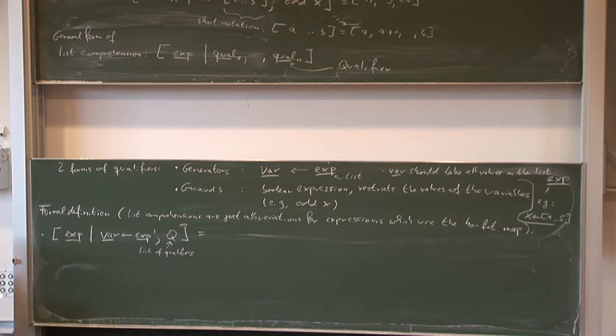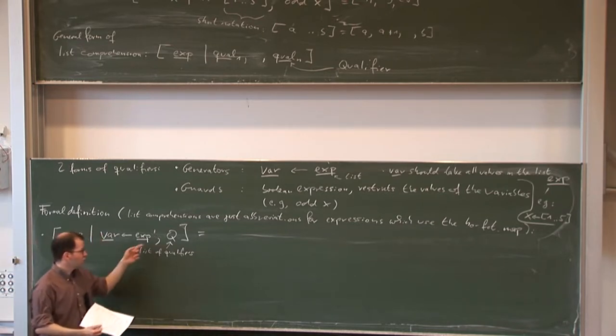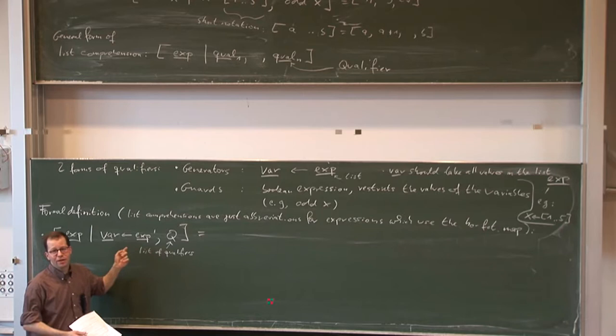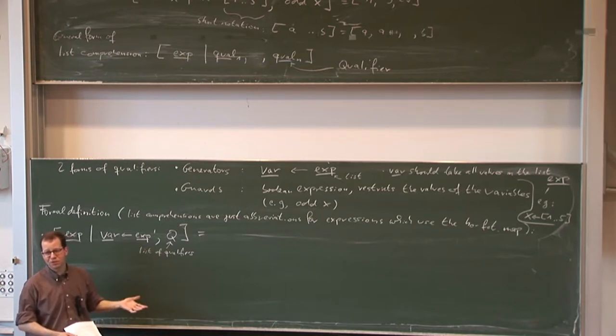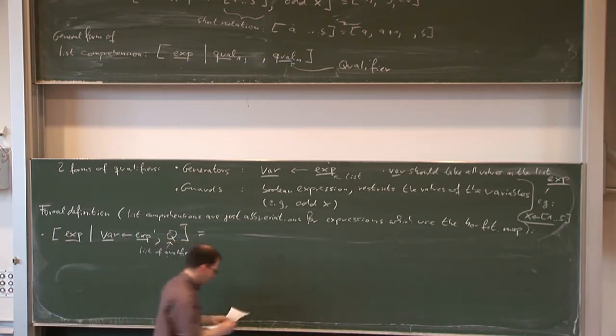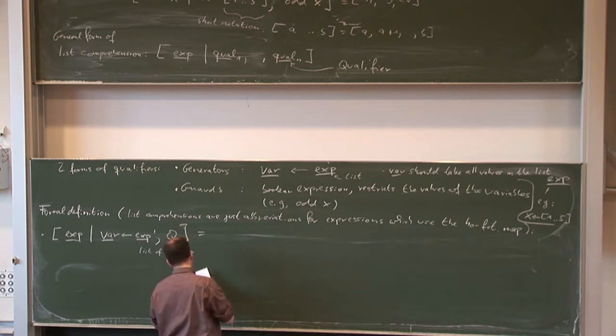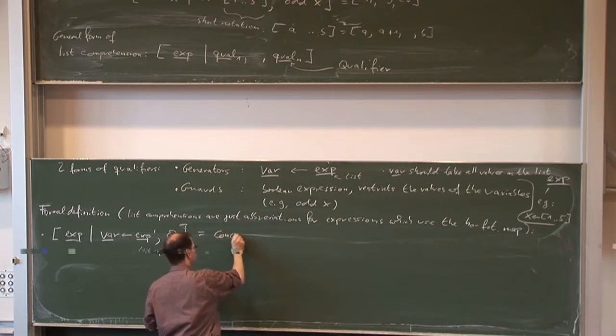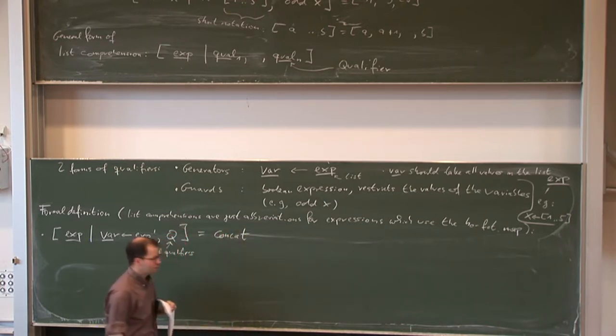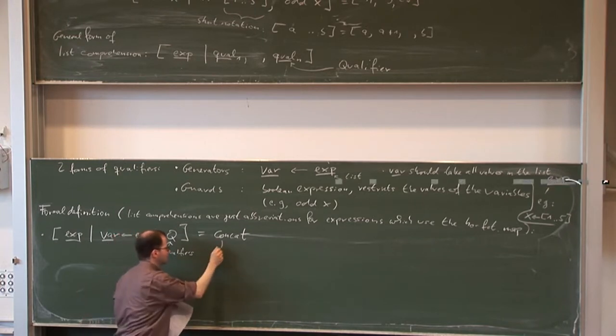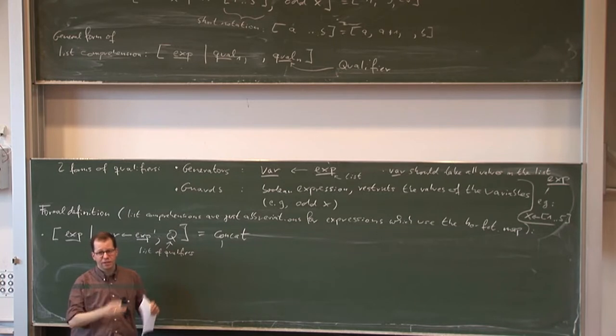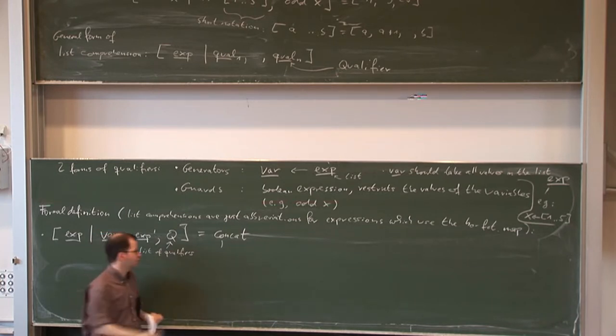And now, the meaning of this is as follows. I will first write it down, and then I will try to explain what it means. So this is a shorthand abbreviation for a complicated-looking expression using map. And the expression looks like this. I will explain it to you in a moment. Concat is predefined, and what concat does is it takes a list of lists and unites all the lists in there.